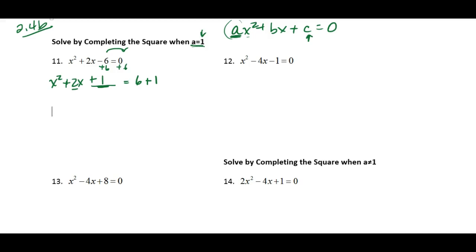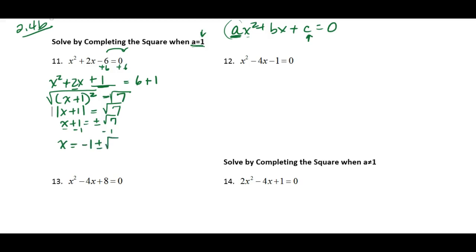Because now what I have on the left is a perfect squared trinomial, and it is x plus 1 squared, and it equals 7. Now we are back to what we did when we extracted square roots. So we take the square root of both sides. Remember, this is the absolute value of x plus 1 equals the square root of 7. But then we have to split that up, so we say x plus 1 is equal to plus or minus the square root of 7. Now we still want x by itself, so we're going to subtract 1 from both sides. So I will have x equals -1 plus or minus the square root of 7. And there's my two solutions using completing the square.